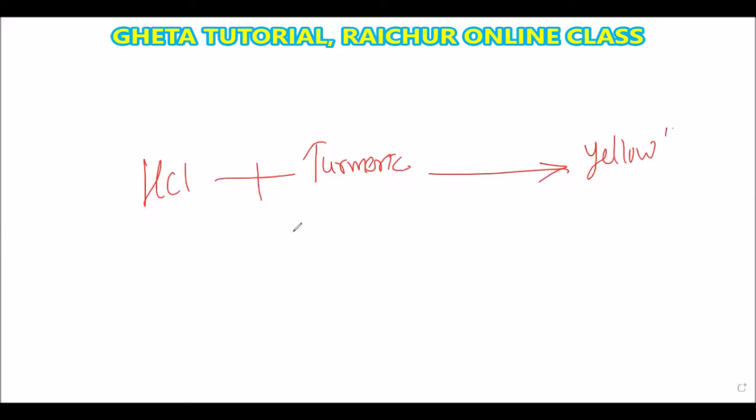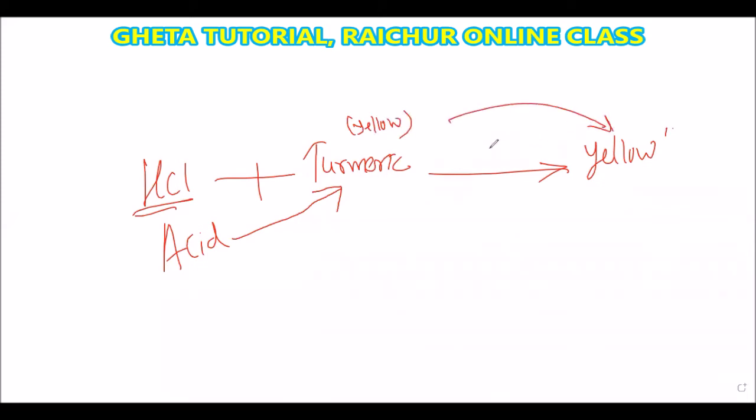Correct. It remains yellow. Why does it remain yellow? Because HCl is acid. When acid is added, the turmeric color remains yellow only. There will be no change in the color of turmeric when acid is added.